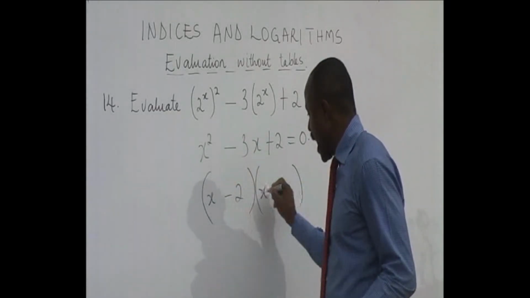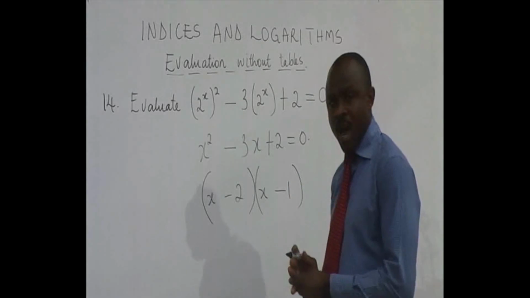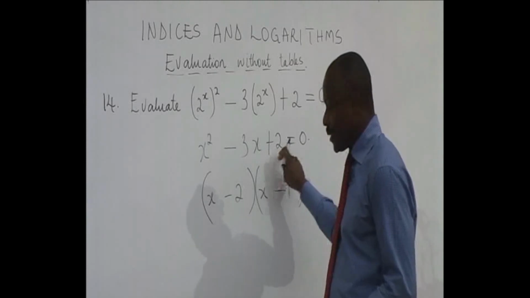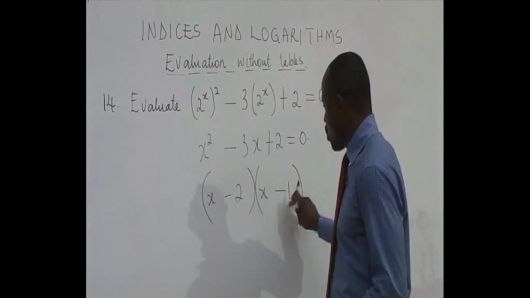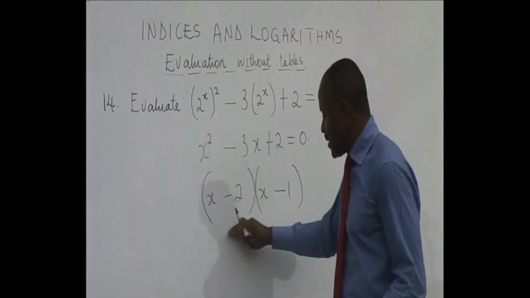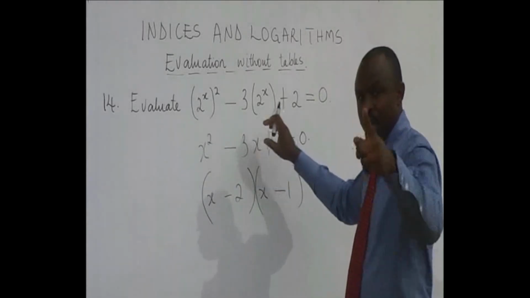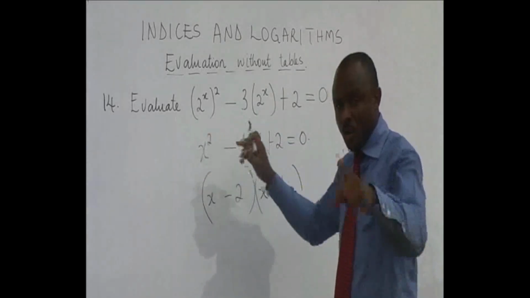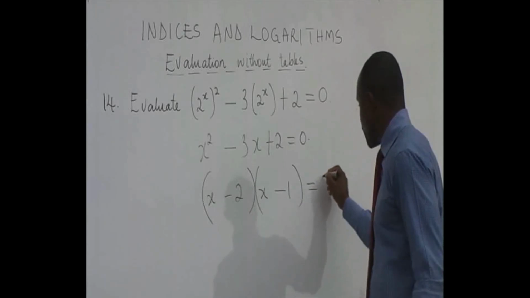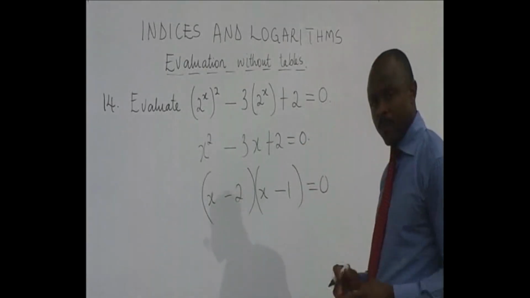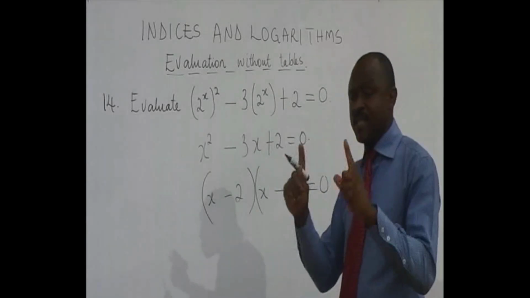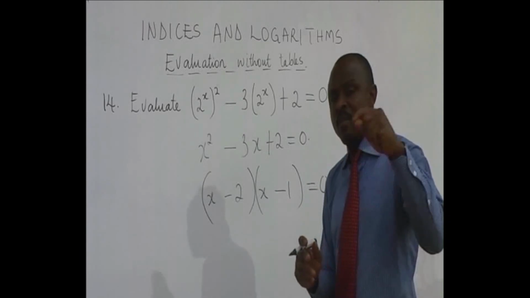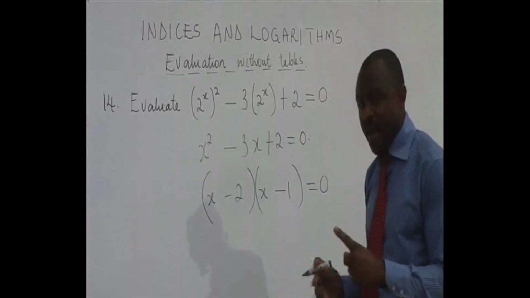Minus 2 and minus 1 satisfies it because minus 2 times minus 1 will give you plus 2. Minus 2 plus minus 1 will give you minus 3. So this satisfies that. If you multiply out this bracket, you get back this expression. I know you know how to do it. This is going to be equal to 0. We're bringing down equal to 0. If 2 things are multiplying themselves together to get 0, one of those things must be 0. And it is based on this principle that we can find the value of x now.